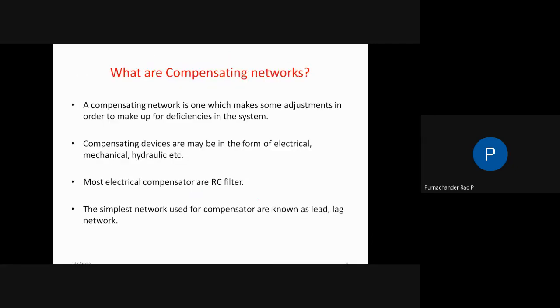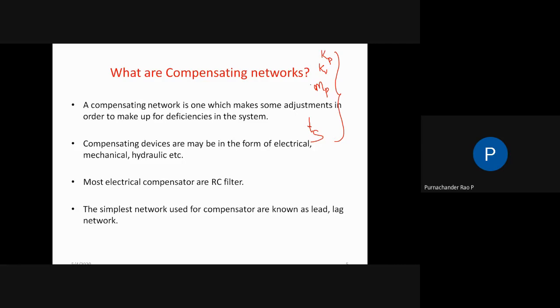Now, what are the compensating networks? A compensating network is one which makes some adjustments in order to make up for the deficiencies in the system. So if you see that the system is having some deficiencies, that means you should have a specified settling time TS. Okay, or your percentage peak overshoot will be a certain value, and also the velocity and position error constants, and also the settling time TS. So these are the performance specifications from the time domain analysis.